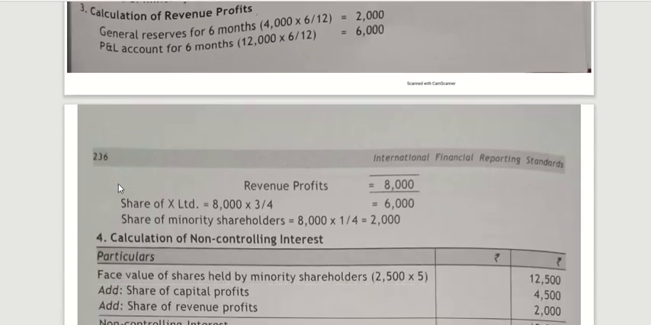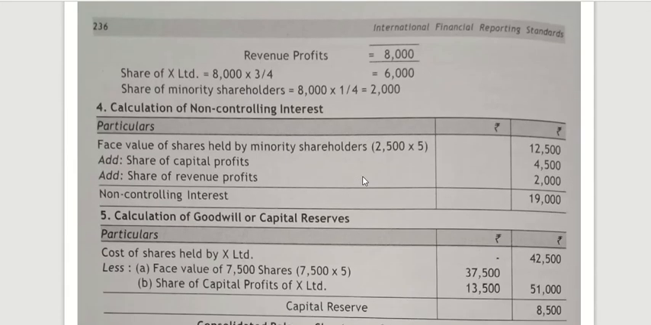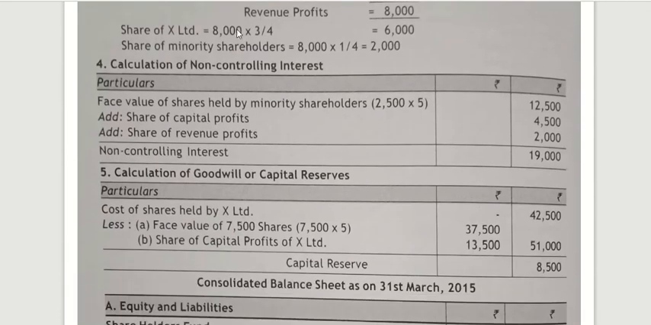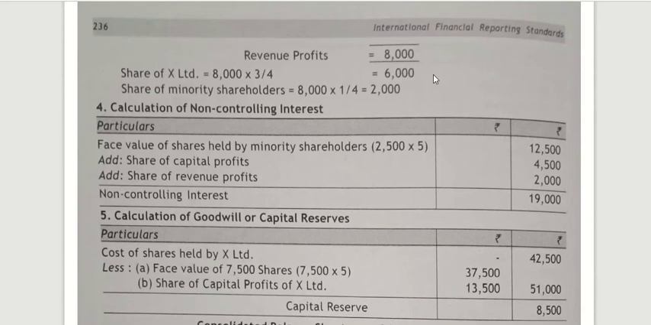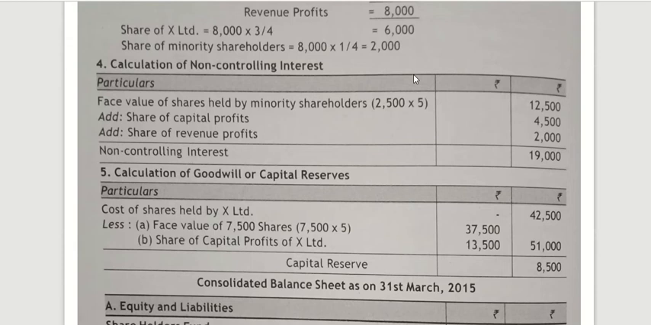Calculation of revenue profits. The general reserve for 6 months. The first 6 months we have put for capital profit. The rest 6 months will be considered to be our revenue profits. In the same way, general reserve for 6 months, 4,000 into 6 by 12, which is 2,000. Profit and loss for 6 months, 12,000 into 6 by 12, 6,000. The share of X Limited: what is your total of revenue profits? 8,000 into 3 by 4, which is 6,000. Share of minority shareholders is 8,000 into 1 by 4, which is 2,000.